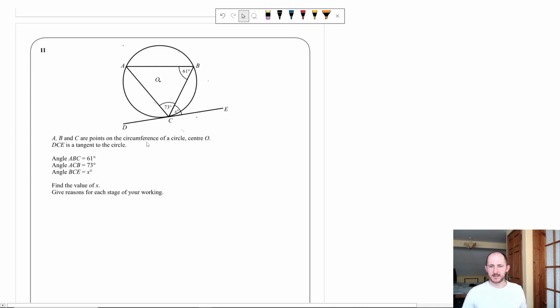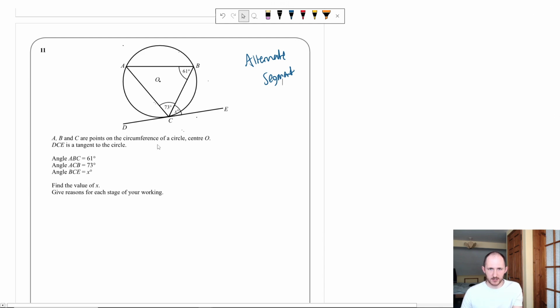Anyways, A, B, and C are points on the circumference. And, okay, before we even get started, I have a triangle, right? So what am I thinking? Alternate segment theorem. That should now be in the front of your head. Again, it doesn't mean you will use it, but I'm willing to bet my house that we will. But just put it in your head so you can spot it. DCE is a tangent, cool.